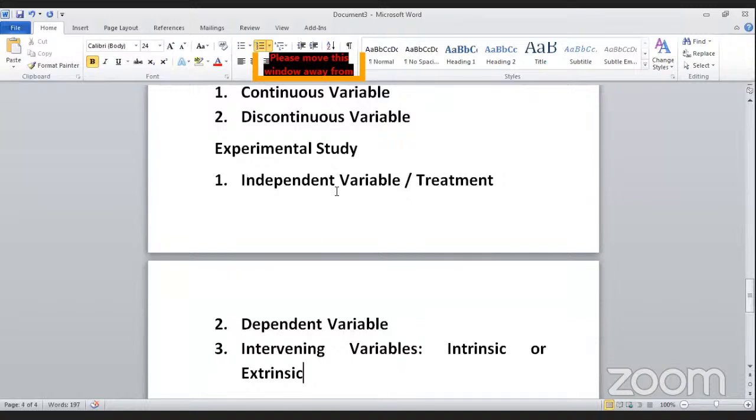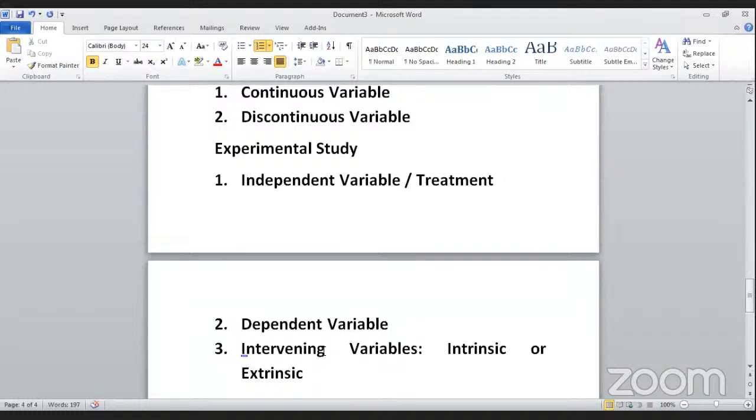Now your independent variable is always a discontinuous variable. Your dependent variable is always a continuous variable. Your intervening variable may be continuous or discontinuous. So understand, continuous and discontinuous are the variables which are everywhere. But independent variable, dependent variable, and intervening variable, mostly you use these words in experimental study.